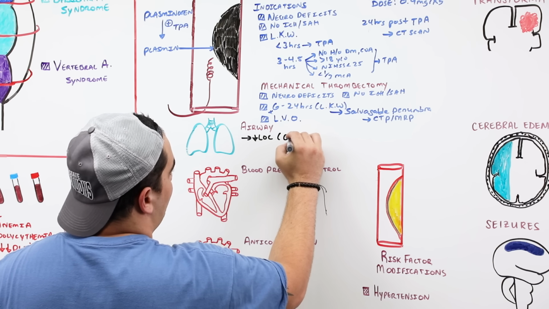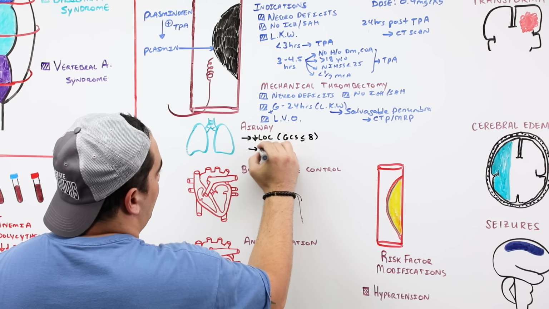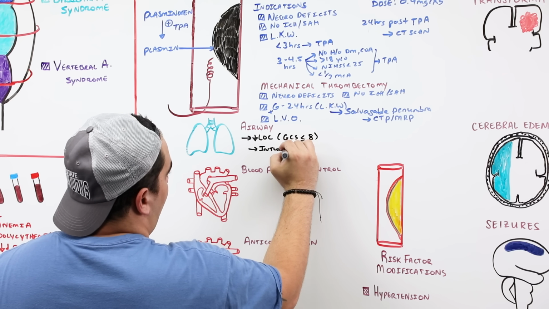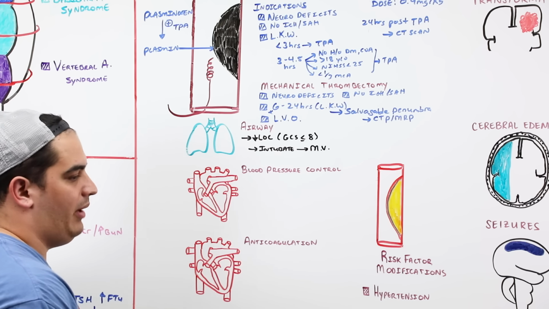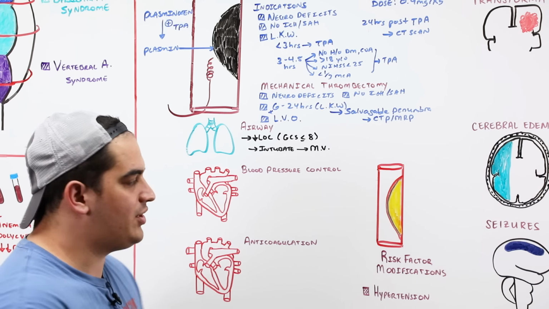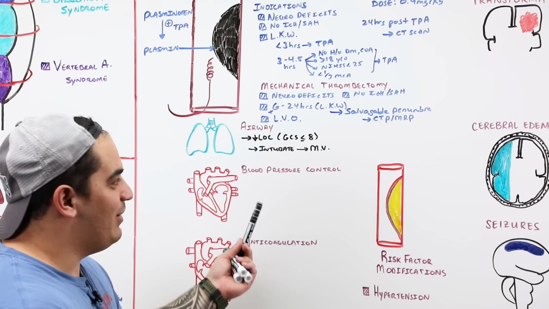So if they have a GCS that's less than or equal to 8, that may be an indication to intubate them and then mechanically ventilate the patient to make sure that we're controlling their airway. Okay, so very important to think about that. The other really, really big one is blood pressure control.